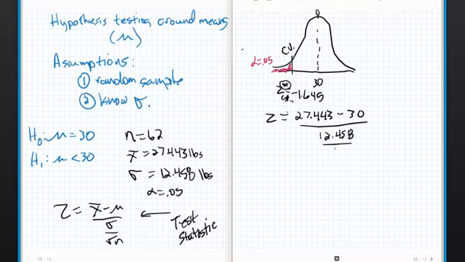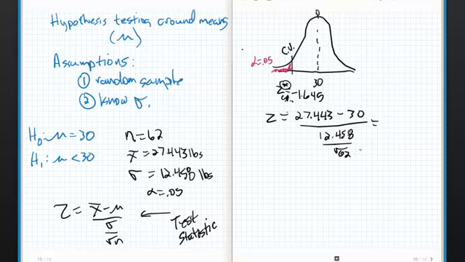12.458 divided by the square root of 62. Now, remember, you've got to be real careful when you're doing this in your calculator. There's nothing more of a bummer than screwing something up when you're trying to get it all in there, having a perfect conceptual understanding of what's going on and then having some computational error pop up. It's very frustrating.